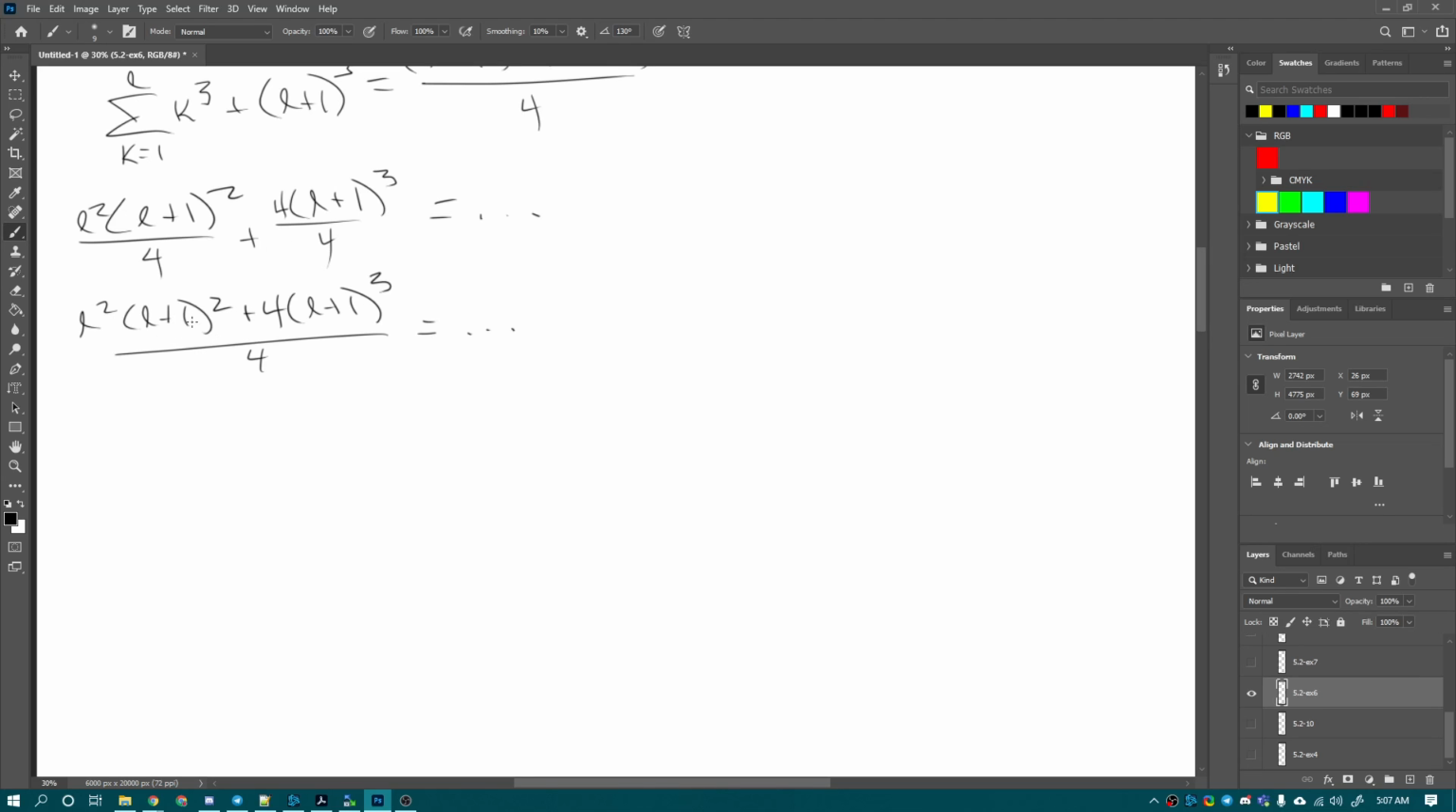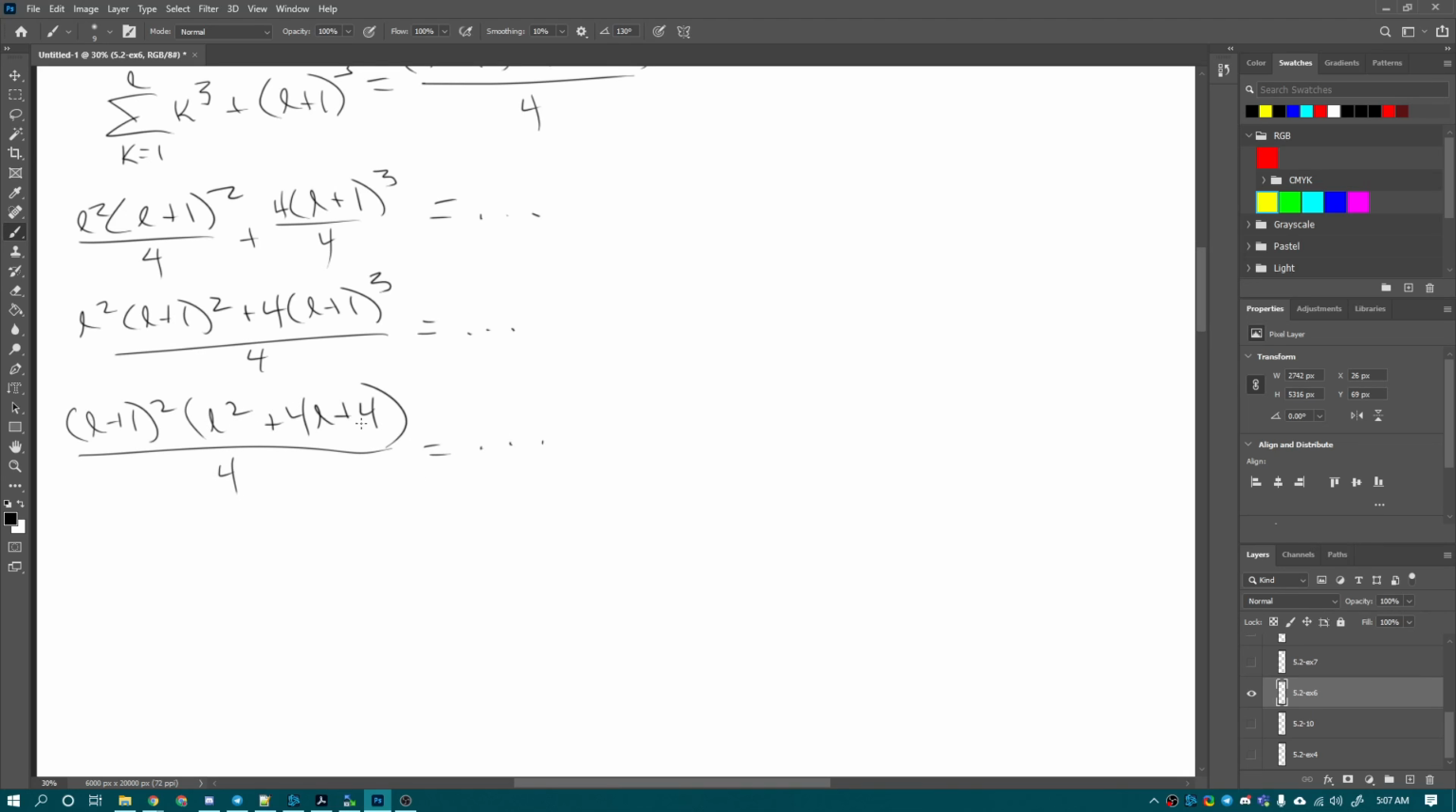I notice that I have L plus 1 squared and L plus 1 cubed, so I can pull out an L plus 1 squared out of both terms, and that's what I'll do. That leaves me with L plus 1 squared. On this side, I'm just left with L squared. And on this side, I'm left with 4 times L plus 1, which is 4L plus 4, all over 4.